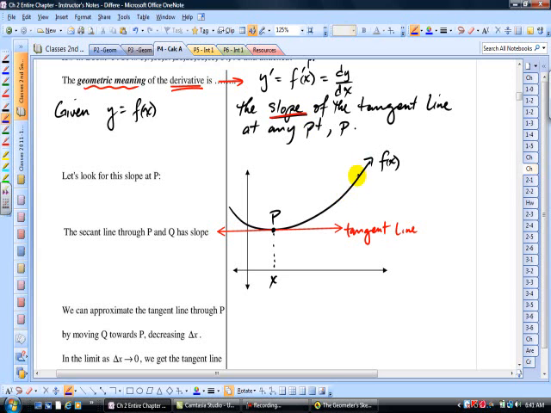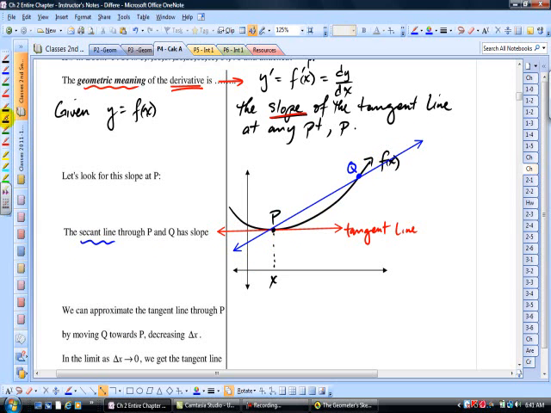Let's call it Q. And we use the slope of the secant line, which we can calculate, because if we're given point P and we're given point Q, we can calculate the slope between those two points because we know the definition of slope. Now the secant line through P and Q looks like this. Let me draw that. It has to run through P and it has to run through Q.